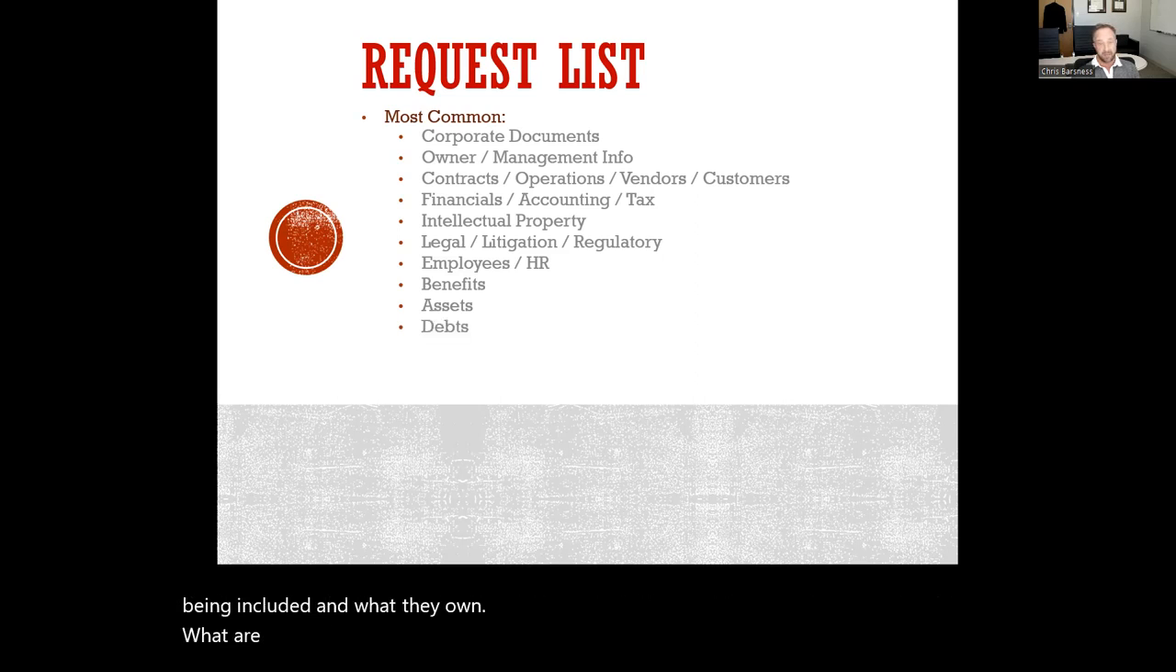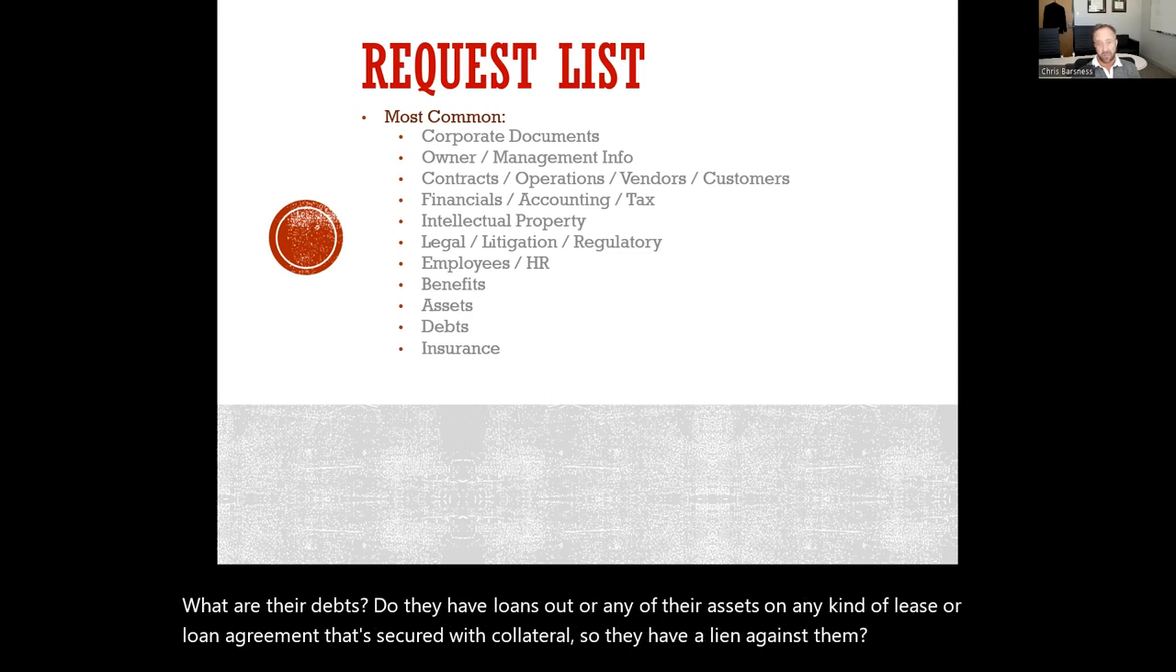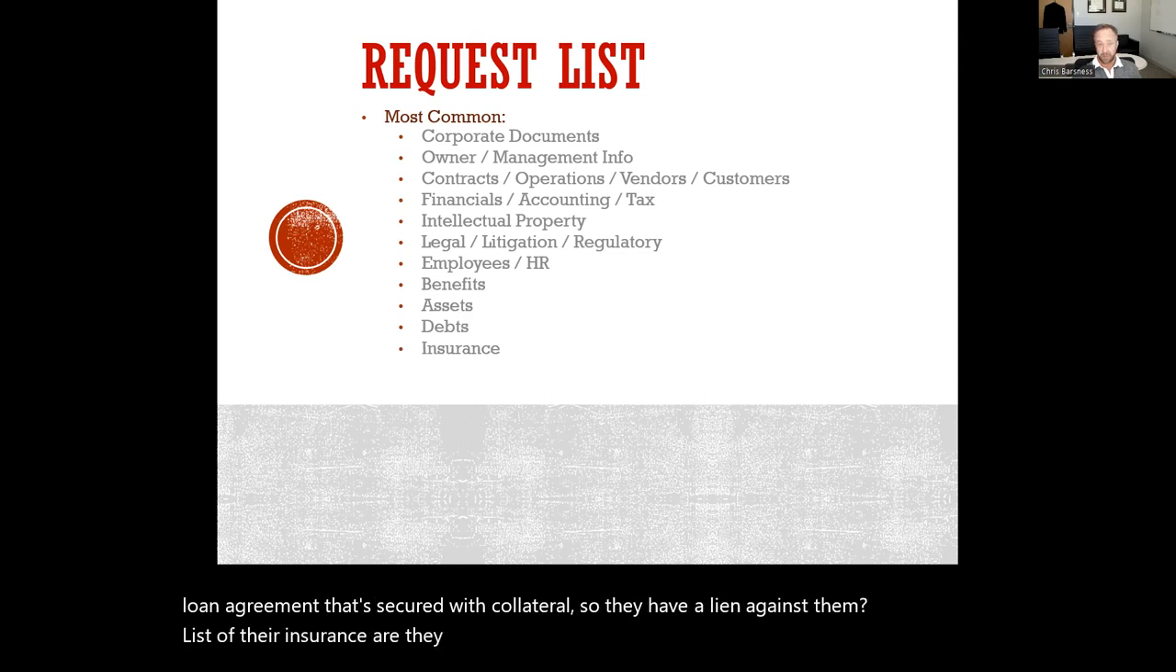What are their debts? Do they have loans out, or any of their assets on any kind of lease or loan agreement that's secured with collateral, so they have a lien against them? List of their insurance. Are they currently insured, underinsured, pending claims that might be coming up?